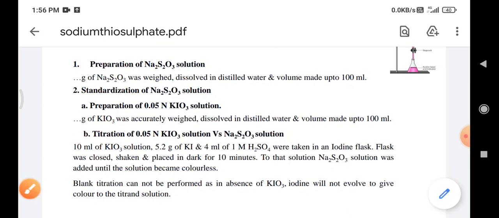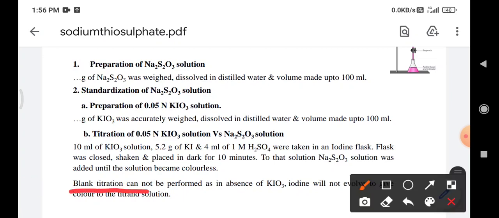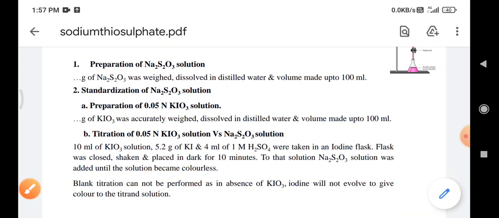To that solution, Na2S2O3 solution was added until the solution became colorless. One more important thing to keep in mind is that blank titration cannot be performed because in absence of KIO3, iodine will not evolve to give color to the titrant solution.